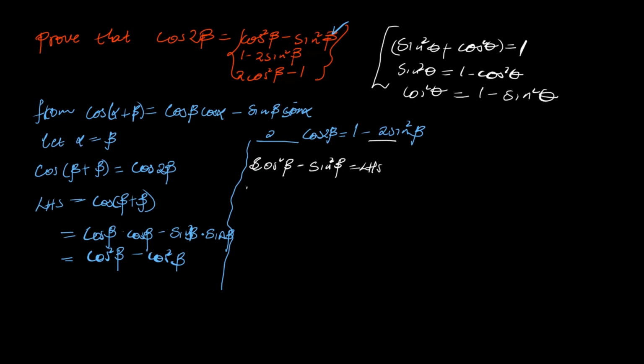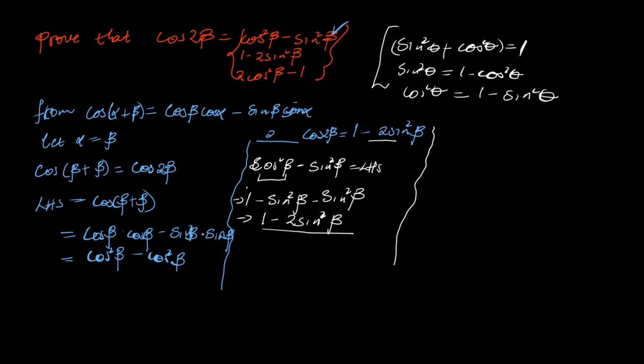So we can further eliminate this. Where we see cos squared beta, we can change it into 1 minus sine squared beta, minus sine squared beta. This is the left hand side, remember? So we are going to remain with 1 minus 2 sine squared beta. So we have proved the second one. Now let's head to the third one.